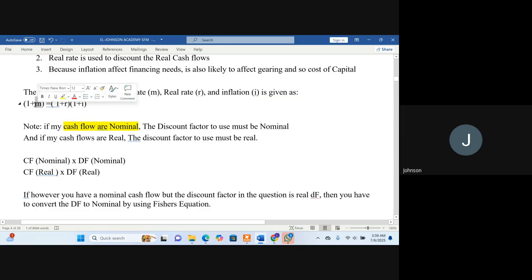We now say 1 plus M equals 1 plus R, open bracket, 1 plus I. R here is representing the real cost of capital, or the inflated cost of capital, and then the I is representing inflation. So once you want to do that, you can now do it mathematically. What you need to do is that since what you don't know is M, you can say M should be here.